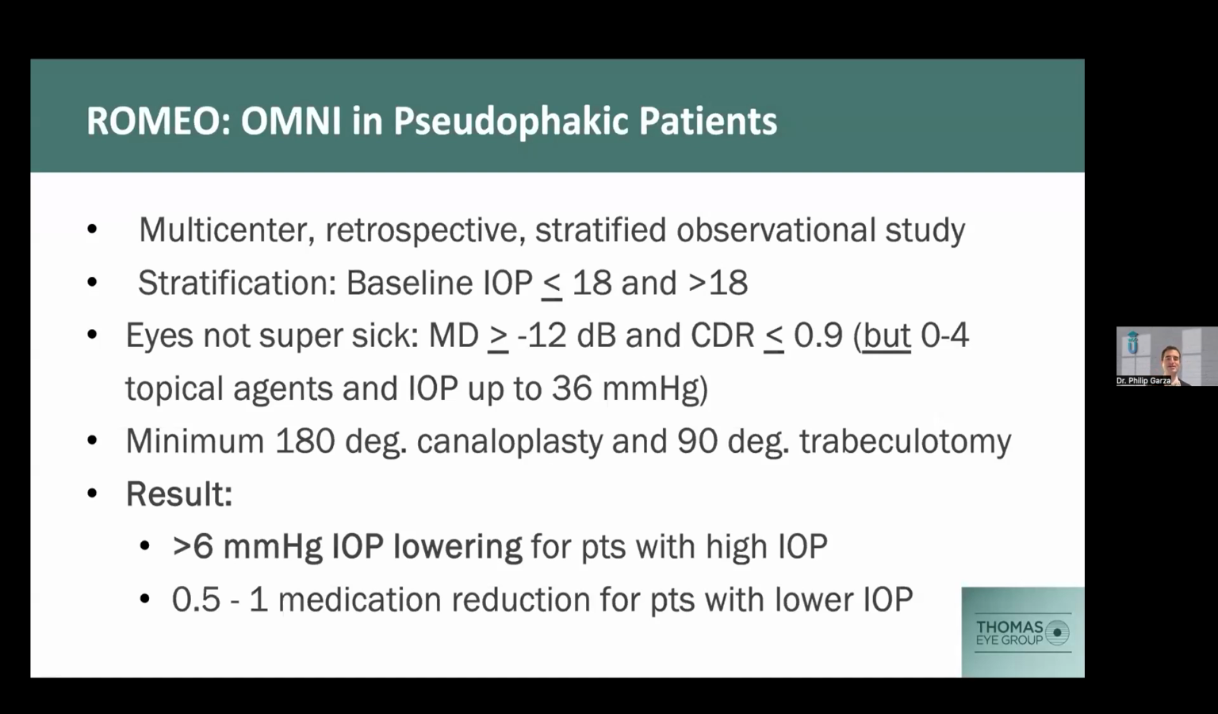Okay, perfect. And so the protocol did require a minimum 180-degree canaloplasty and a 90-degree trabeculotomy, which is usually what we're trying to aim for anyway. And the result was quite impressive: there was a greater than 6 millimeter of mercury IOP lowering for patients who fell into the greater than 18 group. Now, for the patients who were in the lower IOP group, it resulted in a half to one medication reduction for those patients. But it's sort of a wow for me that it works this well in pseudophakic patients with high IOP, which I don't think we take advantage of enough.